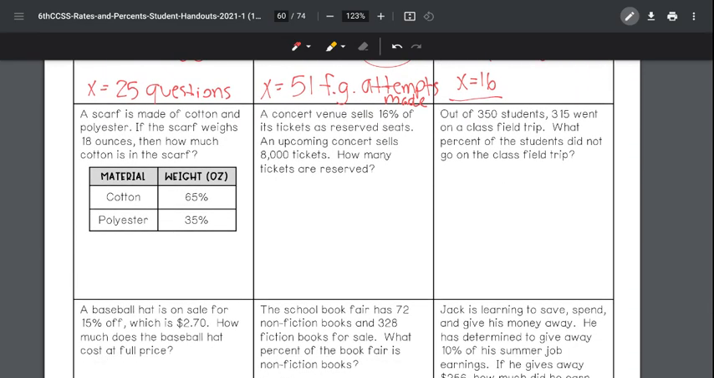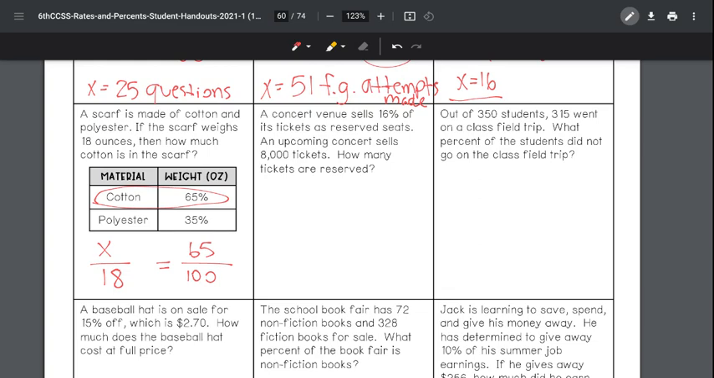A scarf is made of cotton and polyester. If the scarf weighs 18 ounces, then how much cotton is in the scarf? Set up your proportion. The scarf weighs 18 ounces. That's our total amount of weight for the scarf. I know 65% of 100% of the scarf is cotton based on this table. And we're trying to figure out how many ounces out of those 18 are cotton.